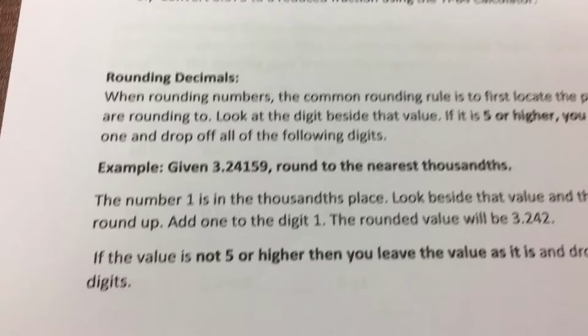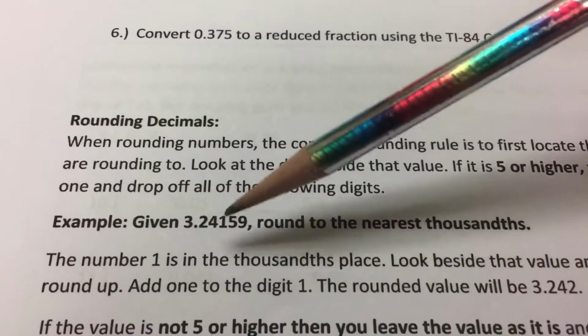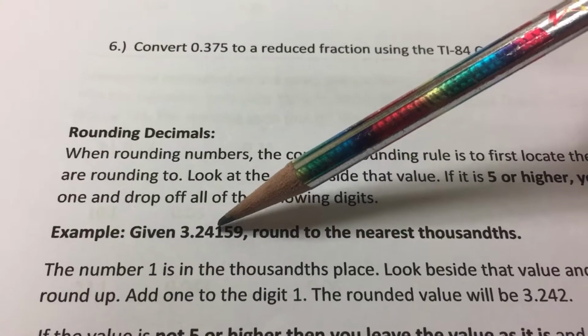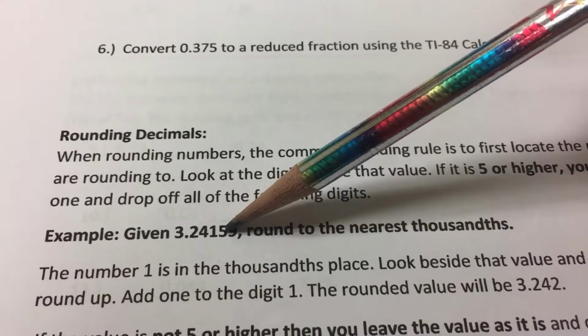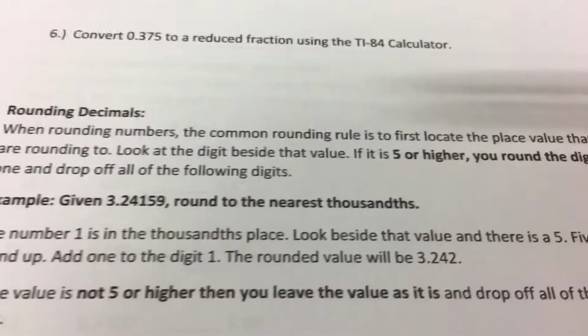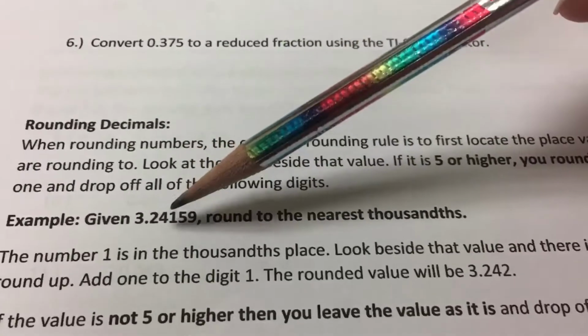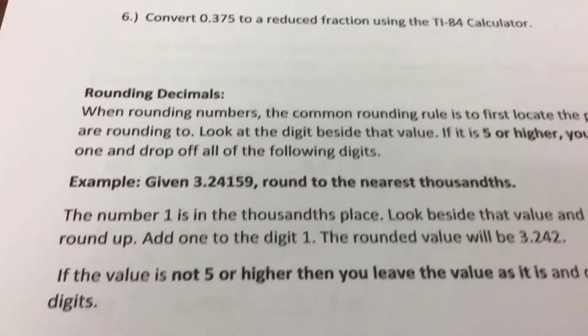So here's an example. It says, look at the number 1 in the thousandths place. So here's the number 1. If you look beside 1, it's a 5. That means I'm going to round the 1 up to 2. So when I do that, my answer is going to be 3.242. See, I rounded the 1 up to 2.